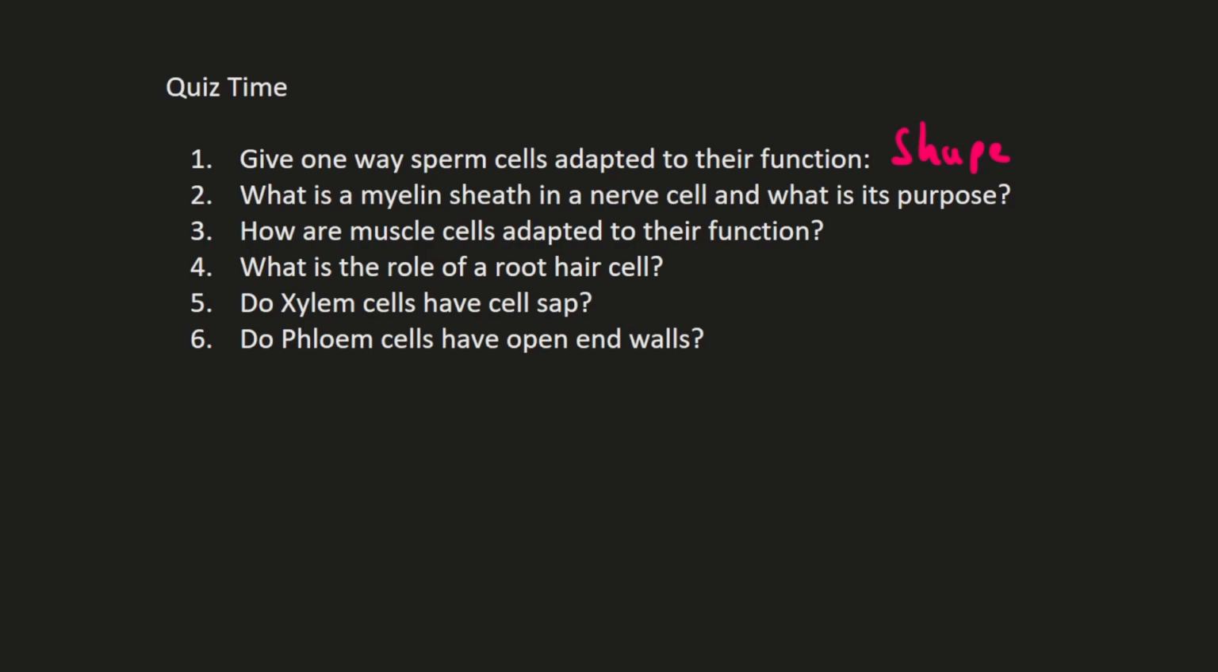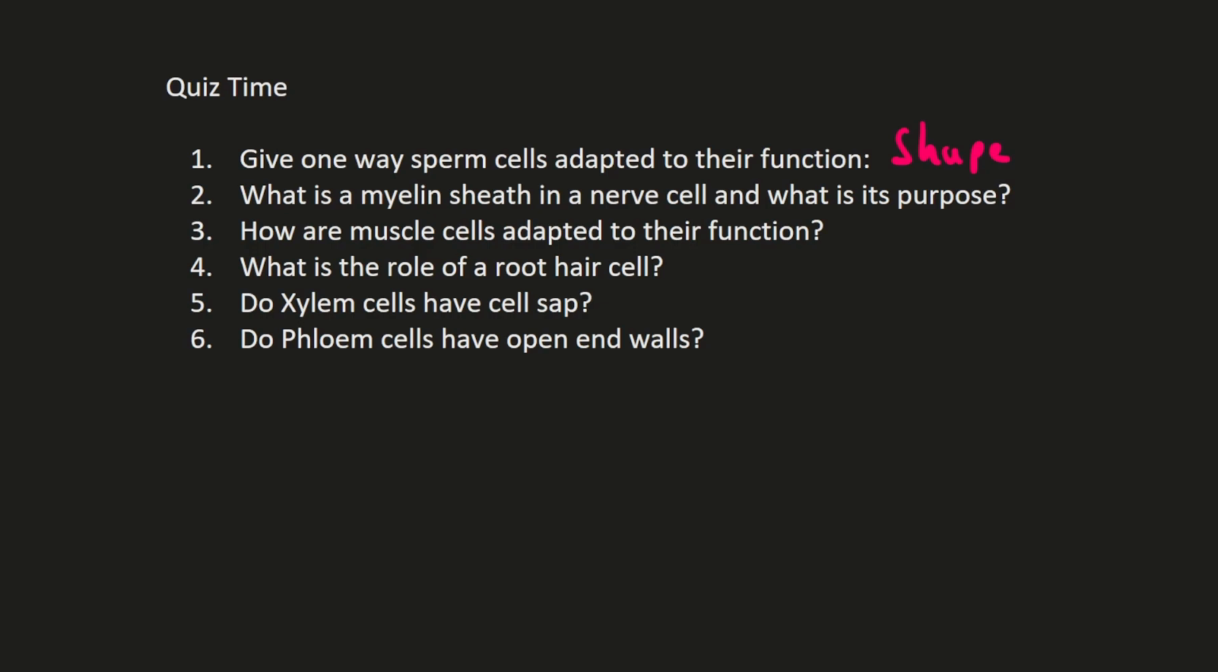What is a myelin sheath in a nerve cell, and what is its purpose? A myelin sheath is the fatty layer around the axon of the nerve cell, and its purpose is to provide an insulating layer between the electrical signal that travels through the axon and the rest of the cell. How are muscle cells adapted to their function? Muscle cells have lots of mitochondria, and because they need to move a lot, this is how they're adapted to their function, because the mitochondria provide lots of energy to allow them to contract. What is the role of a root hair cell? The role of a root hair cell is to allow for the absorption of water, minerals and ions.